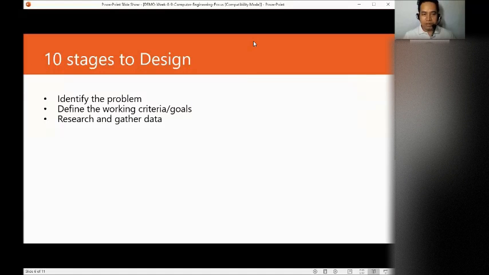Next, research and gather data. The first and the oldest way to research and gather data is going to the library, correct? Journals, textbooks, that's correct. But what is the most common right now?